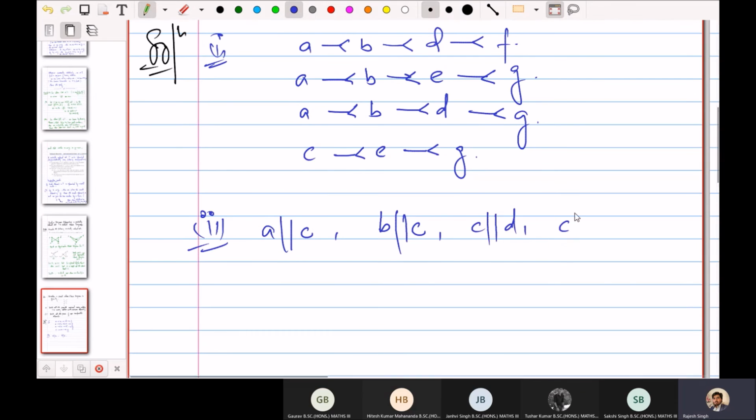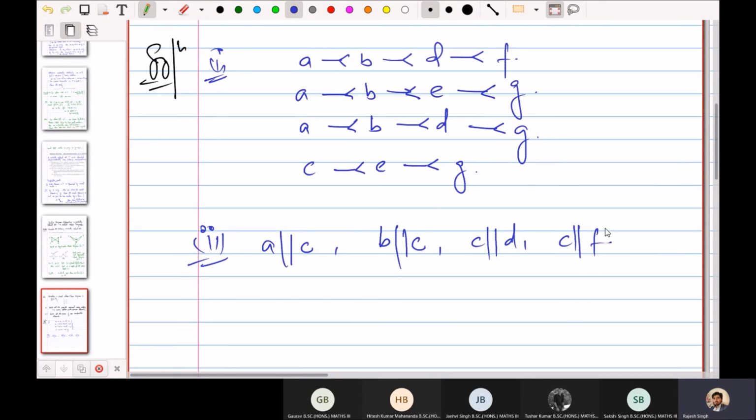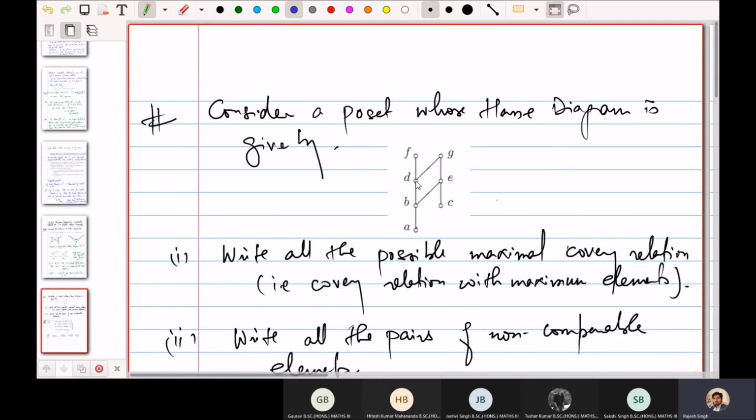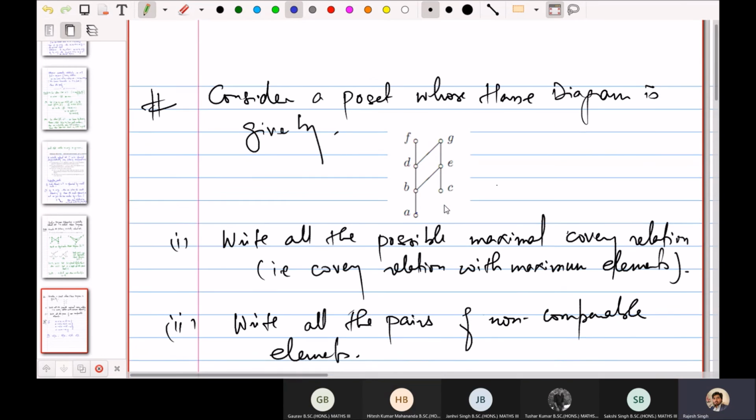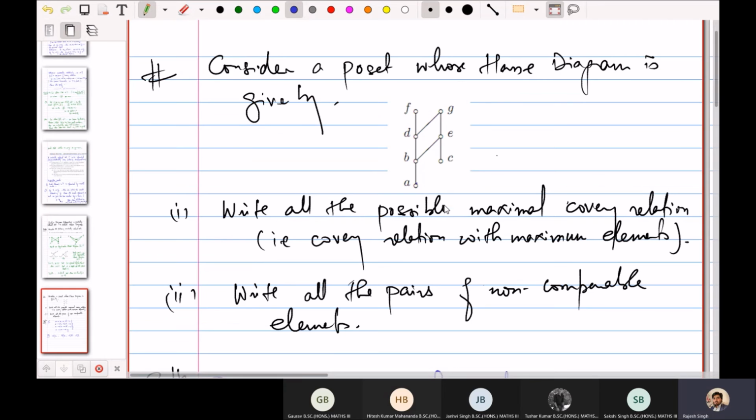C is not comparable to D. C is not comparable to F because you cannot come here. You cannot come to D and F. Now C हो गया, अब B कर लिया. Now you come to E.